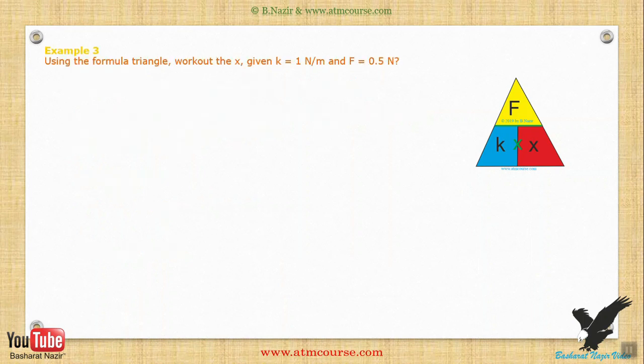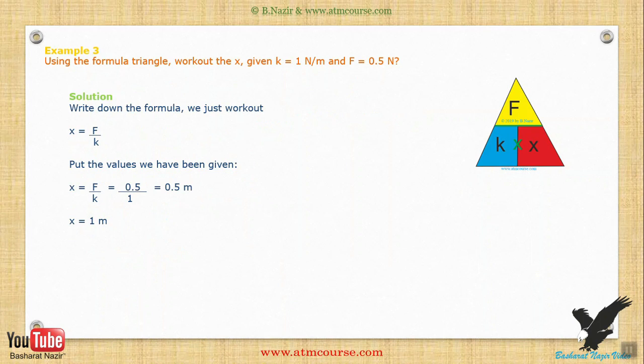Example 3. Using the formula triangle, work out the x, given k equals 1 newton per meter and F equals 0.5 newtons. Solution. Write the formula we just worked out. Put the values we have been given into the formula. Work out the result. Answer is x equals 1 meter.